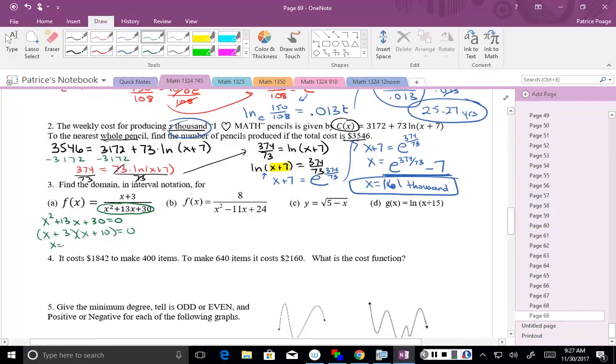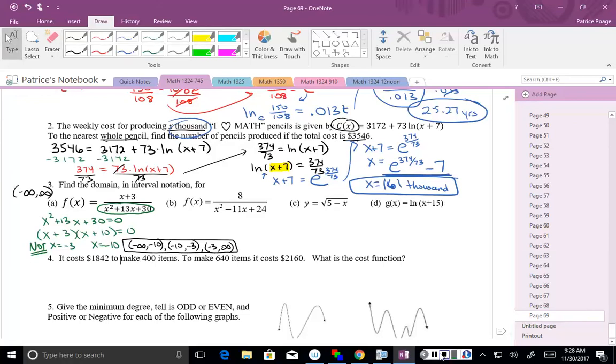And so I get x equals negative 3 and x equals negative 10 are not in the domain. So those 2 numbers are not in the domain. So what I have to do is take my interval, which is negative infinity to infinity, and take out those 2 numbers. So I'm going to go from negative infinity to the smallest one, but not equal it. Start up right after that smallest one to the next number, but not equal it. And then from negative 3 to infinity. So this is my interval where my domain does exist.